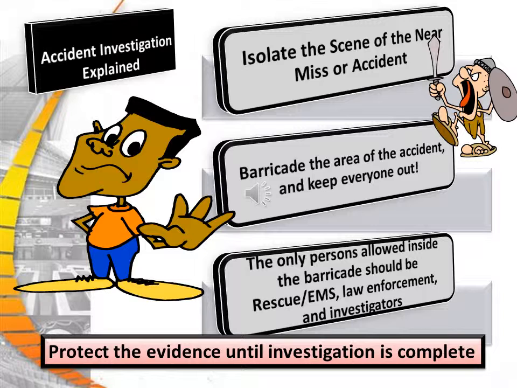By isolating the accident or near-miss scene, we talk about barricading the area of the accident or near-miss, keeping everybody out. The only persons allowed inside the barricade should be rescue, EMS, law enforcement, or investigators. Protect all the evidence until the investigation is considered complete, no matter how long that takes.